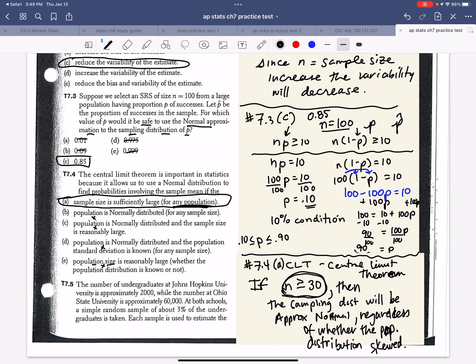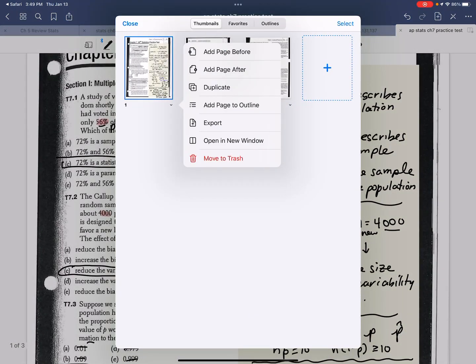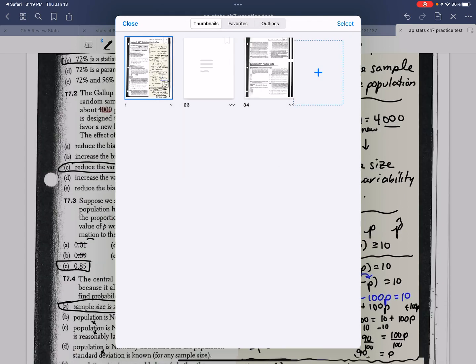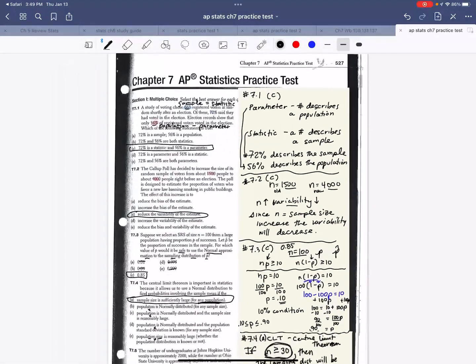All right. Question number 5. Okay, so I'm going to actually just duplicate this sheet. Duplicate. Beautiful. And I'm going to do the other side.